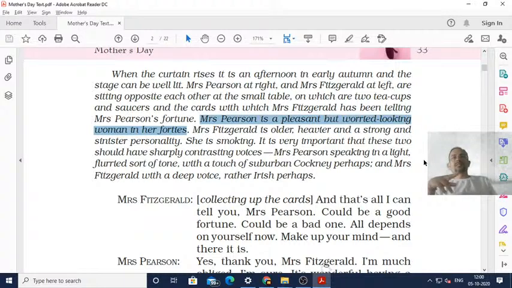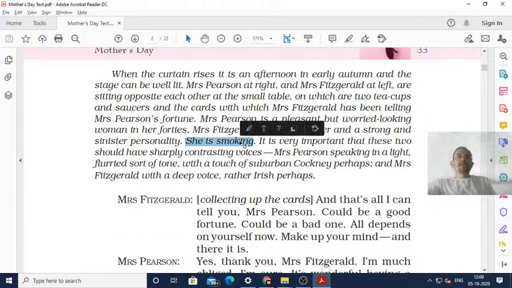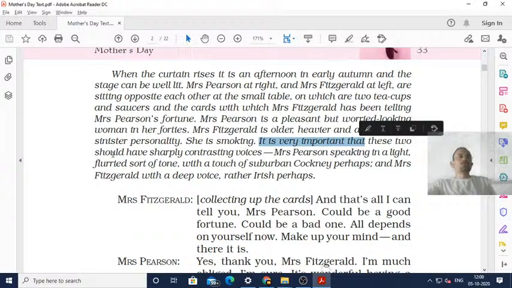Out of Mrs. Fitzgerald and Mrs. Pearson, Mrs. Pearson is younger than Mrs. Fitzgerald. Mrs. Fitzgerald is found to be smoking. It is very important that these two should have sharply contrasting voices.